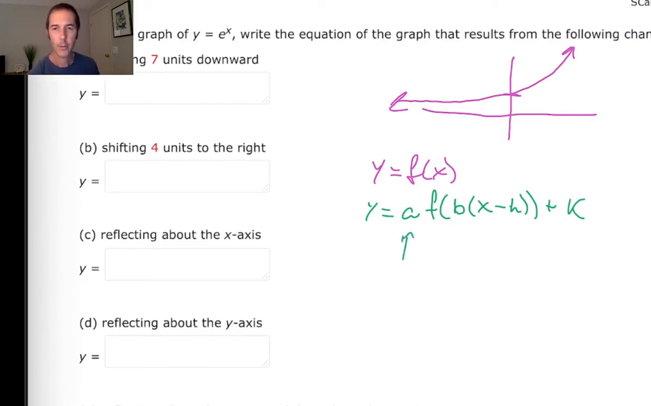If your a value is greater than 1, it's going to cause a vertical stretch. If your a value is between 0 and 1, it's going to cause a vertical shrink or a vertical compression. If your b value is greater than 1, it's going to cause a horizontal compression. It's a little bit backwards from what you might expect. It's counterintuitive. If your b value is between 0 and 1, it's going to cause a horizontal stretch.